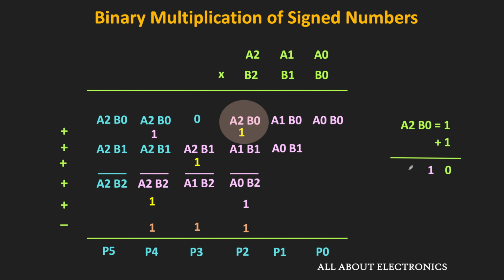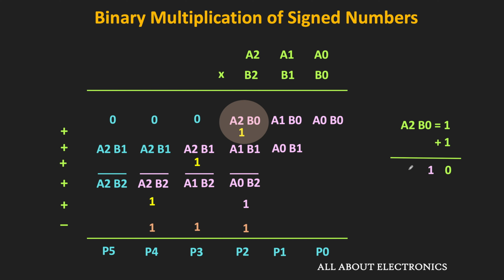So once again in the next column, this 1 plus 1 is equal to 0 and 1 will be the carry, which gets forwarded to the next column. And once again in the next column, this 1 plus 1 is equal to 0 and 1 will be the carry. But now if you see, this carry will be at the P6 position. But here, since we are only concerned about the first 6 bits, or in general the first 2n bits of the multiplication, we can ignore this P6 bit.